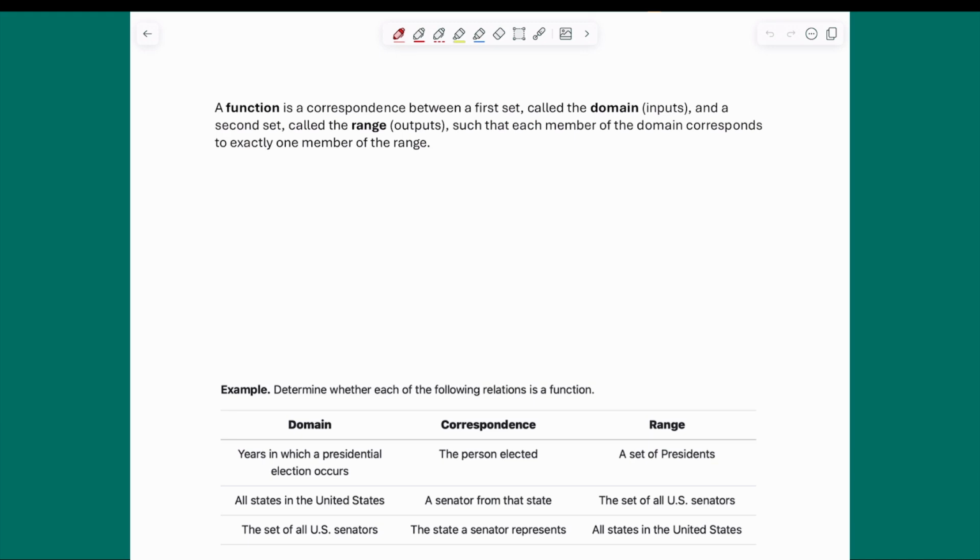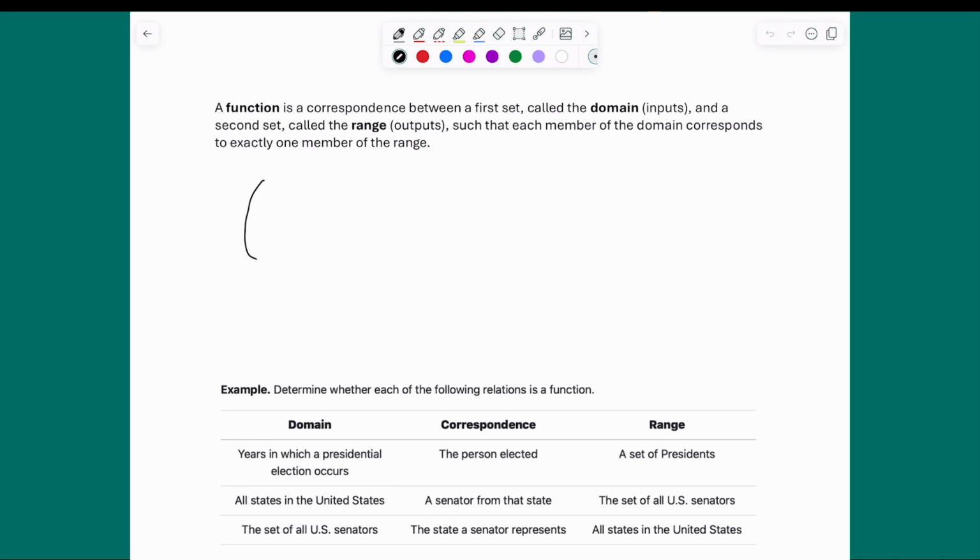Okay, before we go over the example, let's remind ourselves what a function is. A function is a correspondence between a first set, called the domain, which is the set of inputs, and a second set called the range, the set of outputs, such that each member of the domain corresponds to exactly one member in the range. I like to visualize sets using what's called an arrow diagram.